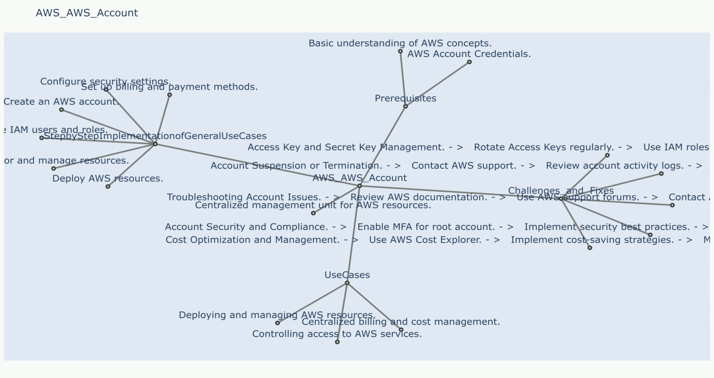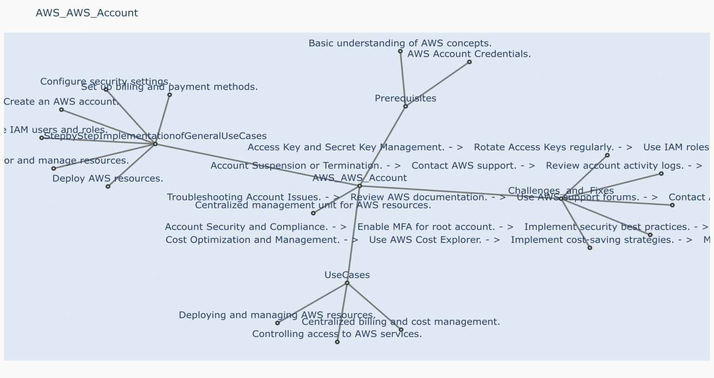Account suspension or termination. Contact AWS support. Reach out to AWS support for assistance with account suspension or termination issues. Review account activity logs. Examine account activity logs to understand the reason for suspension or termination. Check for outstanding payments. Ensure all outstanding payments are resolved to prevent account suspension or termination. Follow AWS guidelines for account recovery. Adhere to AWS guidelines for account recovery to attempt to reinstate your suspended or terminated account.